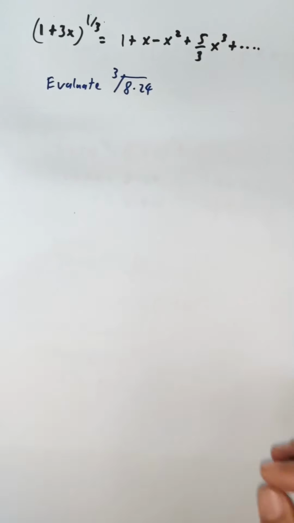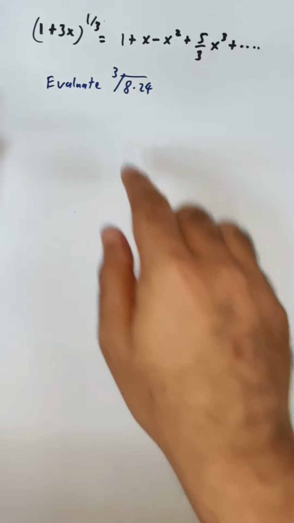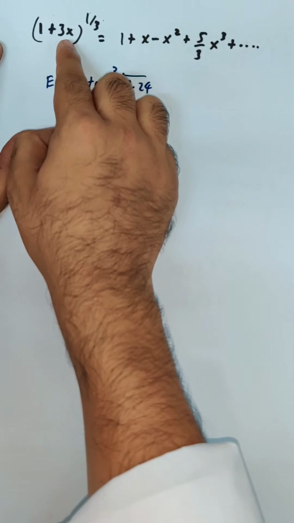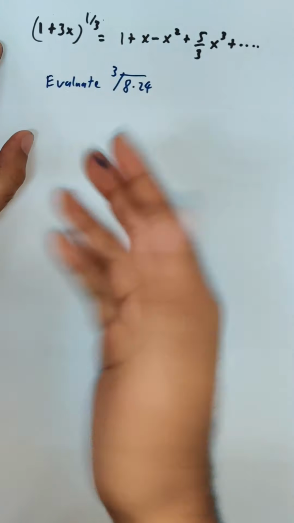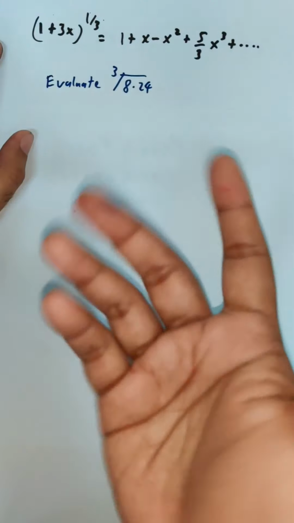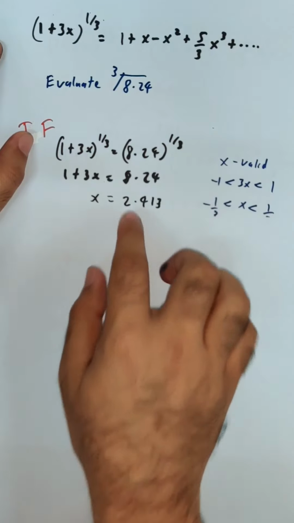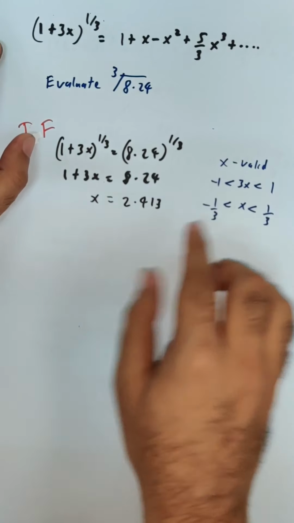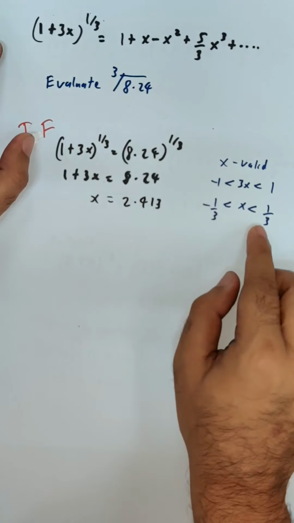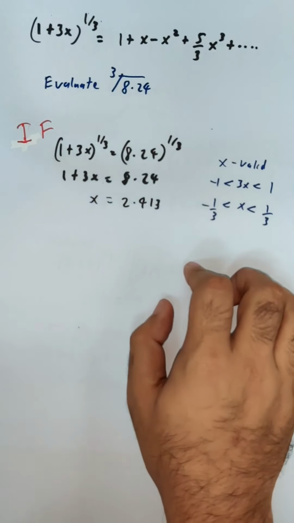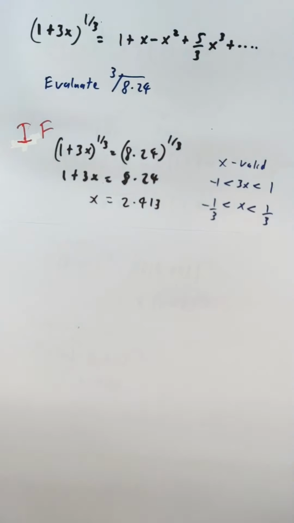Okay, for the final example, this is a lot harder. We want to evaluate the cube root of 8.24, and what we are given here at the beginning is 1 plus 3x, to the power of 1/3. Now, how do I compare? If I just compare this one to this one normally, I'm going to get myself 2.413, and the validness, we are not valid, because x needs to be within the range for 1 plus 3x. So you can't do it that way. So this is wrong.